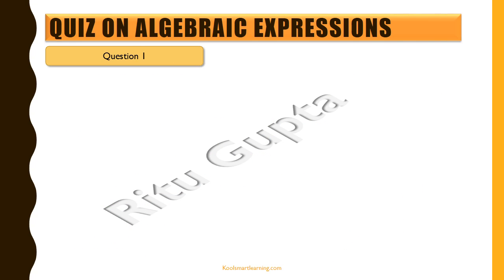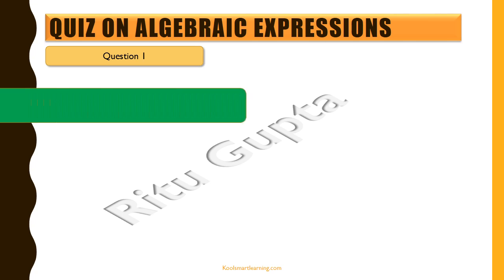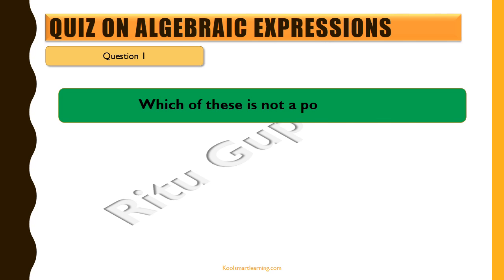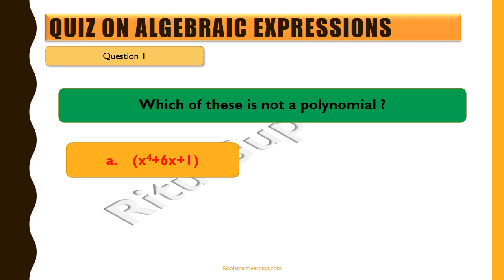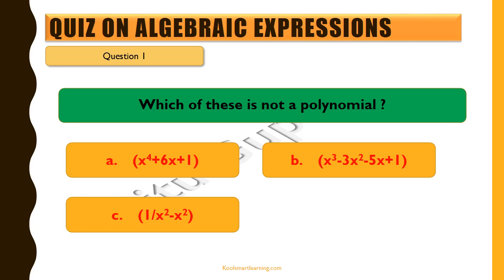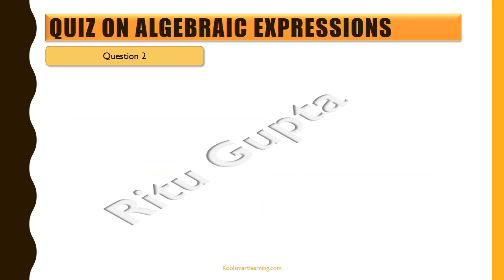Now let's move on to the quiz on algebraic expression. The first question goes like this. You have to tell which of these is not a polynomial. x raised to power 4 plus 6x plus 1, x raised to power 3 minus 3x square minus 5x plus 1, 1 by x square minus x square, 1 minus 5x raised to power 6 plus x raised to power 8. We'll go to the solutions after all the questions.